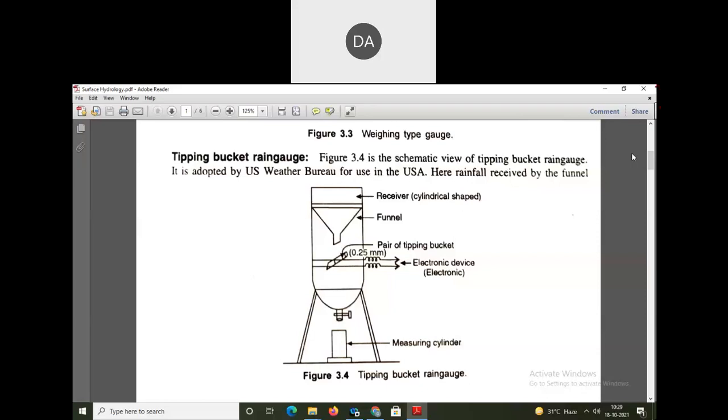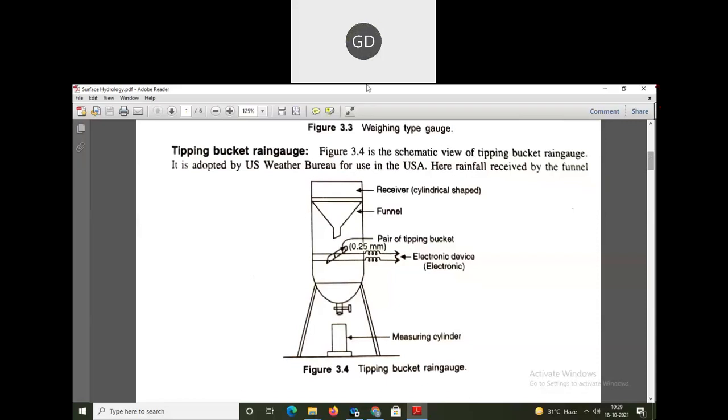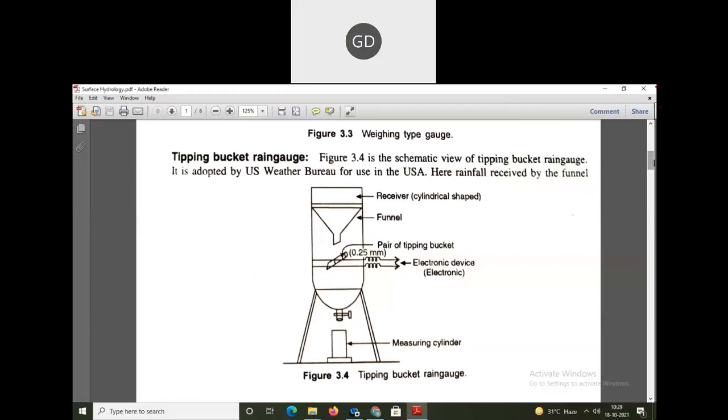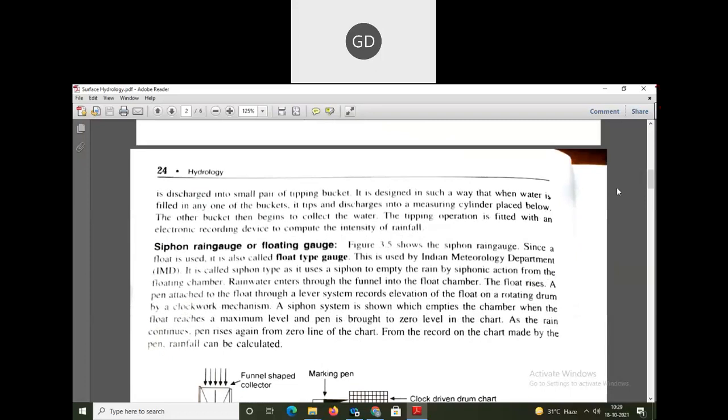Okay, finished. Here, rainfall received by the funnel. Up to here, you have written. Can I proceed? I hope other students are also writing. In the chat box, you can also respond. Richa has responded. So here, rainfall received by the funnel, then write down is discharged into a small pair of tipping buckets. So write down up to here, up to rainfall. You write down the last line.